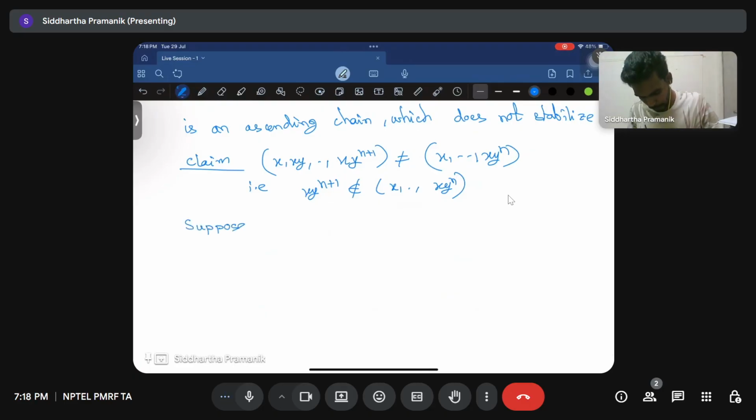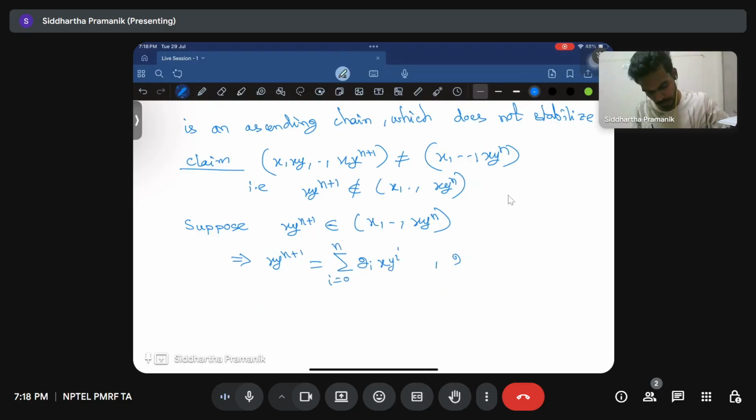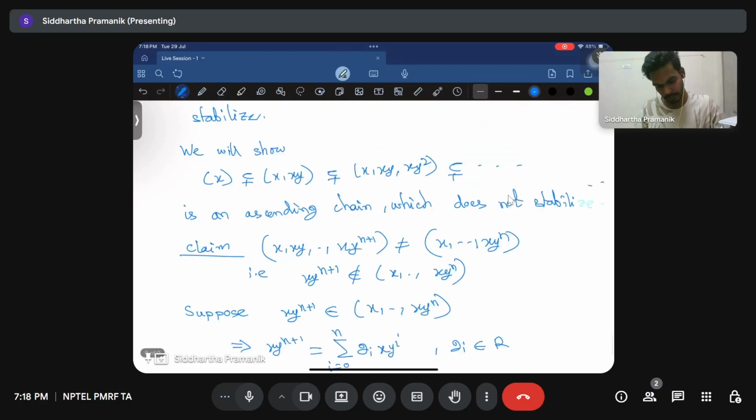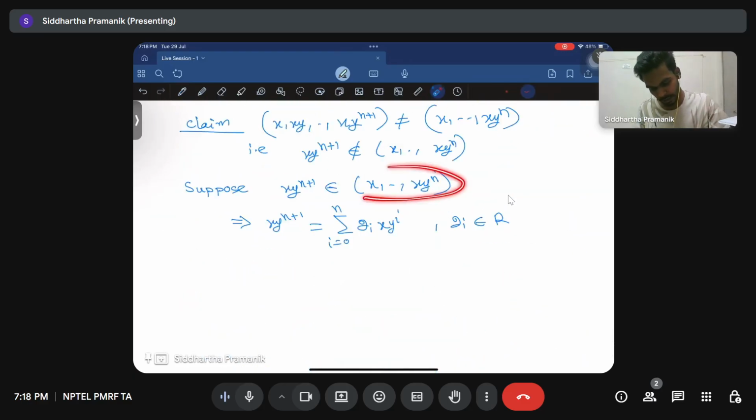So suppose xy^(n+1) belongs to this ideal (x, xy, ..., xy^n). Then we can write this monomial as the summation of g_i times x y^i, where i equals 0 to n, and each g_i is an element of the ring R. So it is in this ideal, which means we can write it as a linear combination of these generators.